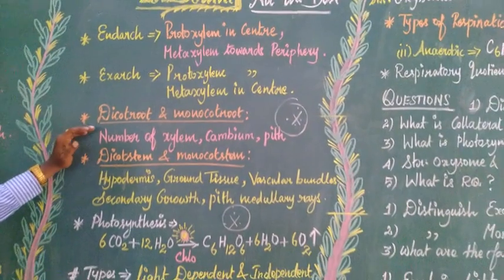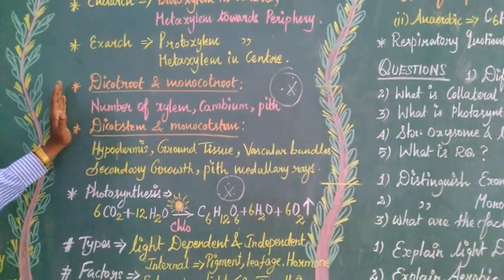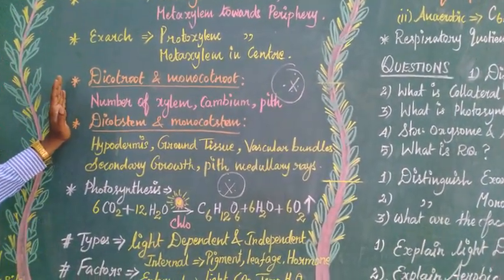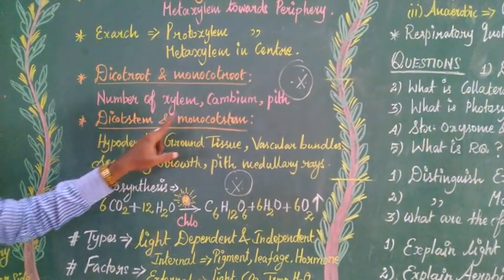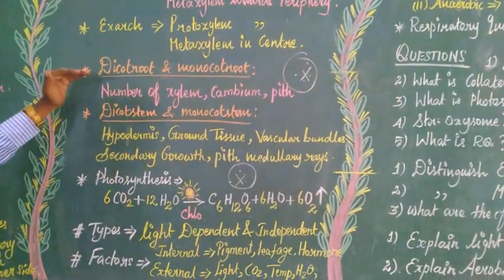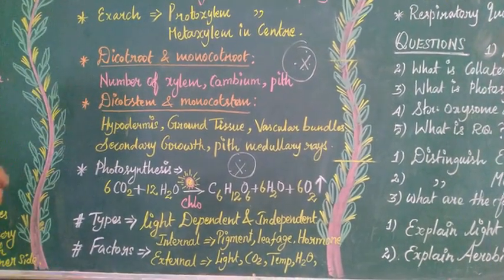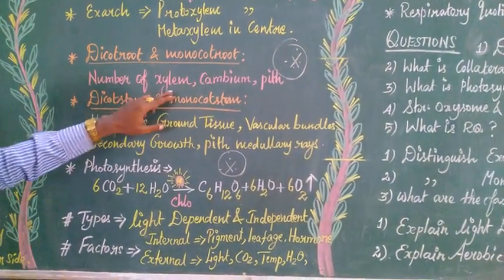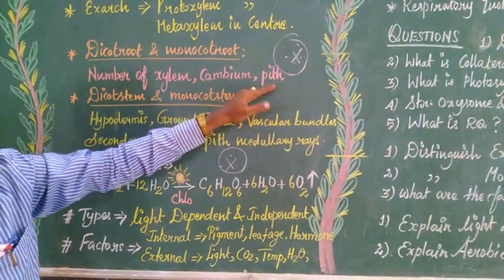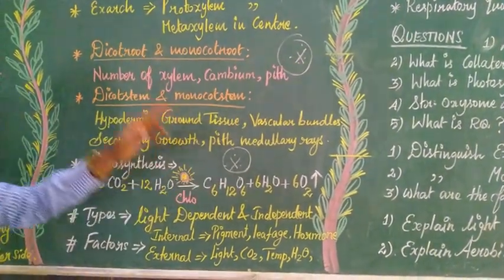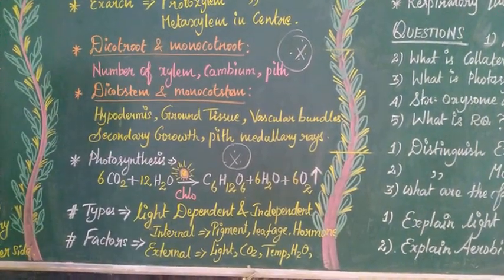Okay, next, this is very important. These questions are frequently asked: dicot root and monocot root, dicot stem and monocot stem. For dicot root and monocot root, what are the contents you have to study? Number of xylem, whether pith is present or absent, cambium, then pith, then secondary growth. These are the points for the dicot root and monocot root.